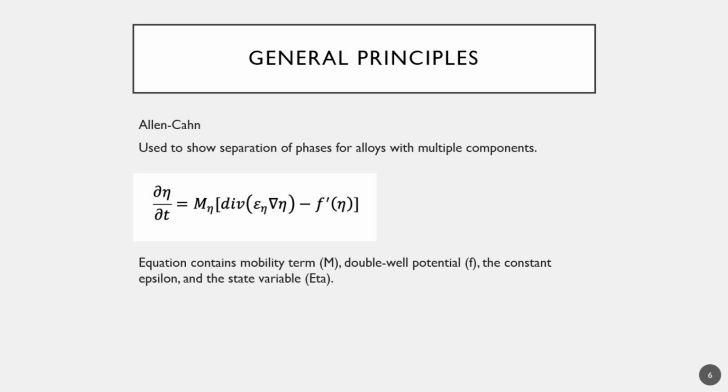So first we can look at the Allen-Kahn equation. This equation is used to show separation of phases for alloys, which contain multiple components. Below we have the original form of the Allen-Kahn equation. It can be seen that we have our mobility term multiplied by a constant epsilon and our state variable eta. And from that we're subtracting the double well potential.